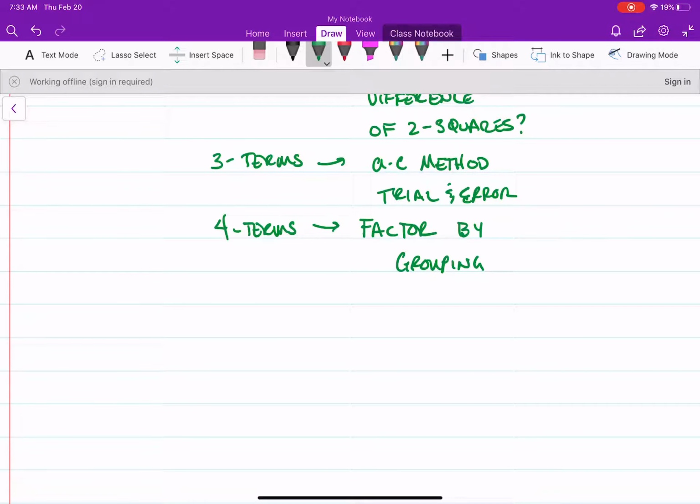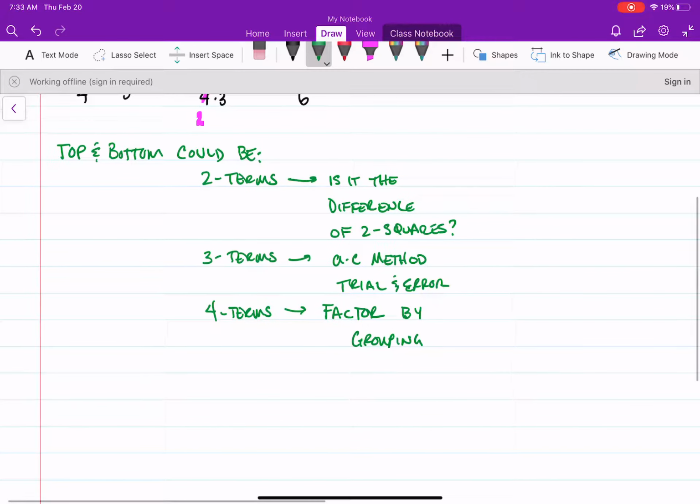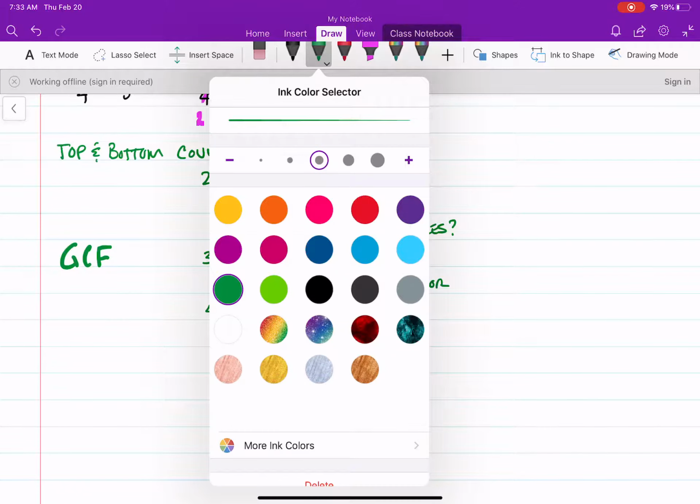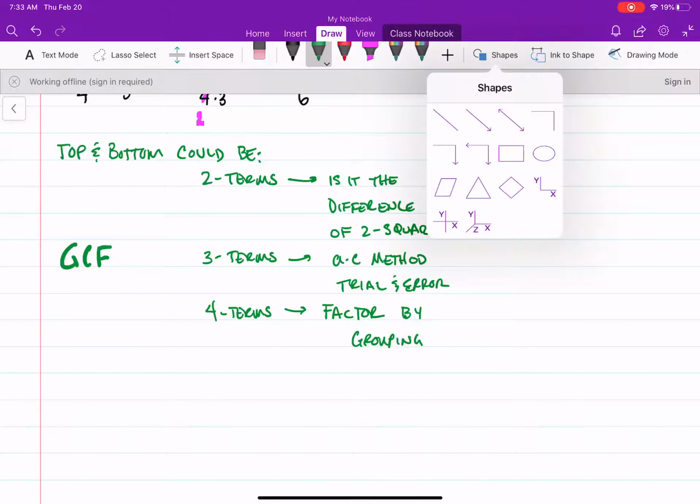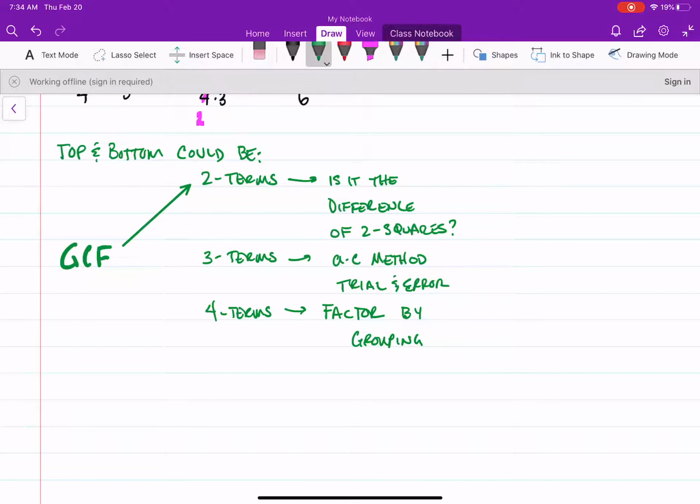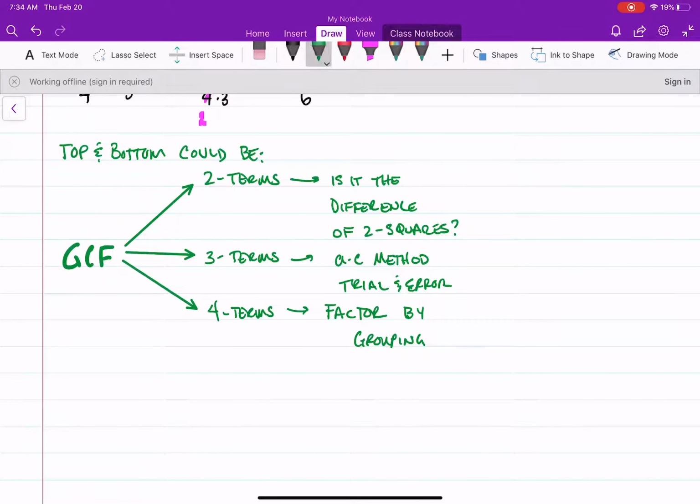But don't forget that the very first step is going to be GCF. And then we would go into it. Actually, let's do it this way. Then we would go here, or here, or here. Okay, so we already know that.